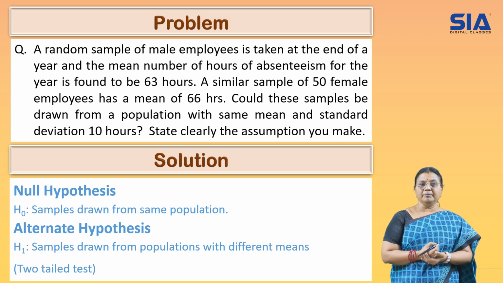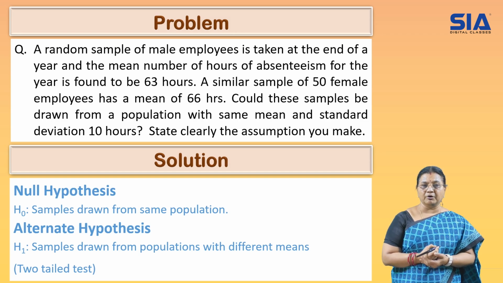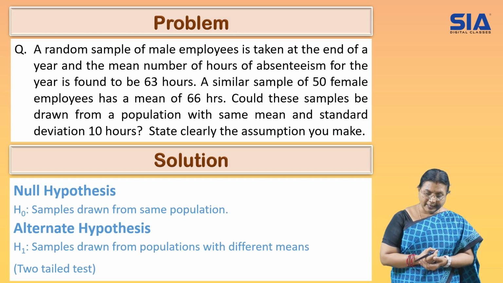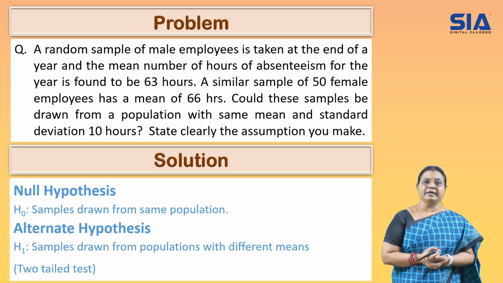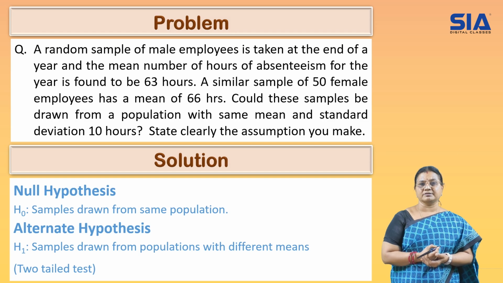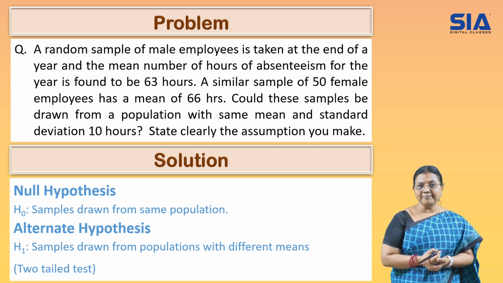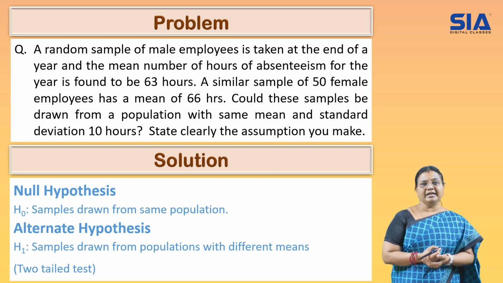Then this is the problem given. Let us understand with the help of the problem by solving this. A random sample of 50 male employees is taken at the end of a year, and the mean number of hours of absenteeism for the year is found to be 63 hours. A similar sample of 50 female employees has a mean of 66 hours. Could these samples be drawn from a population with the same mean and standard deviation of 10 hours? State clearly the assumption you make.